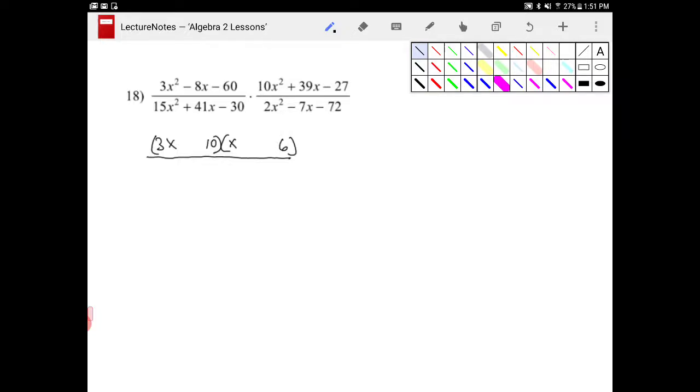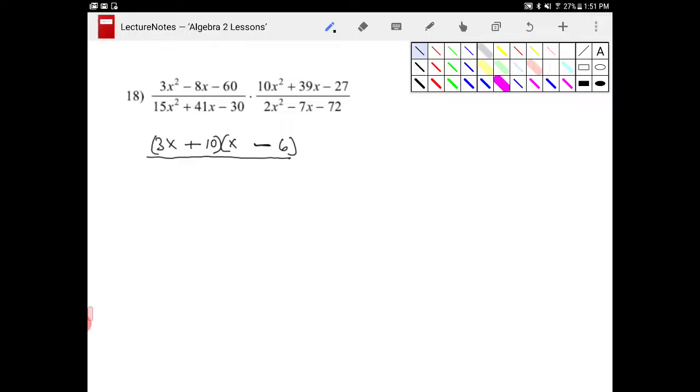6 times 3 is 18. 18 minus 10 gives you 8. So that's the correct arrangement there. I want the last number to be negative and the middle number to be negative. So that means this has to be negative and this has to be positive, because I want the negative number to outpower the positive number.